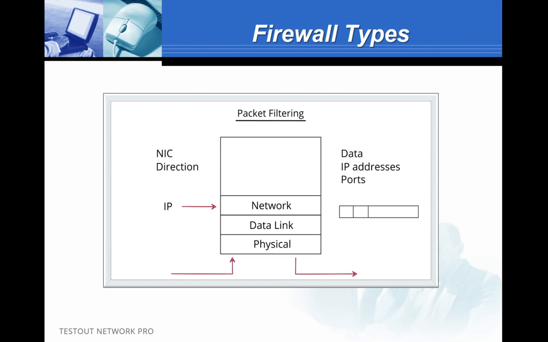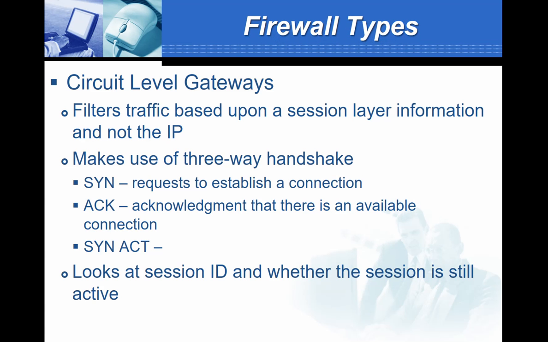So this is where the circuit level gateways work, and they're going to filter traffic based upon a session layer and not the IP. So that's totally different. Let's take a look at that. You can see it filters based upon the session, and it uses the three-way handshake where you send out a SYN, the computer you're sending it to sends an acknowledgement with a different SYN, and then you send out an ACK acknowledging their acknowledgement. So basically it looks at the session ID and whether or not the session is still active. Once it closes, the port gets closed.